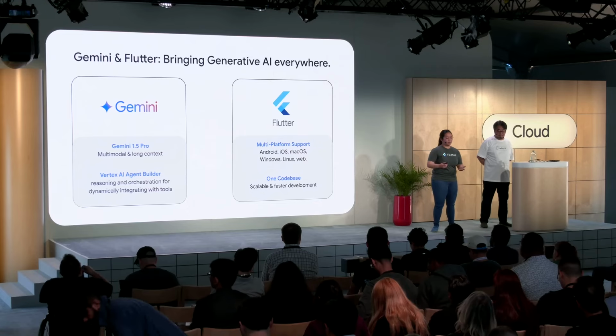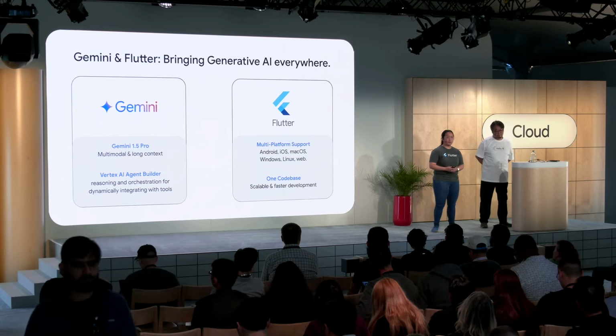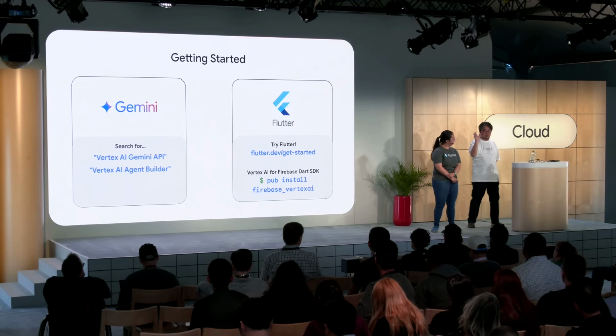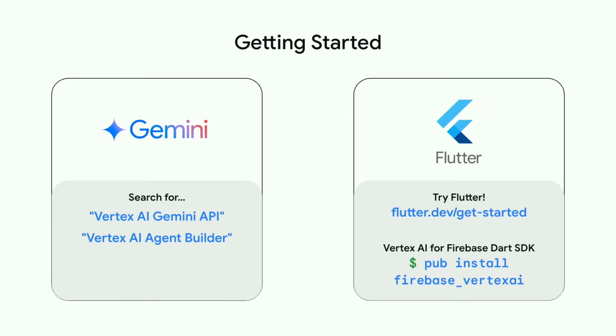Now, Kaz, if anyone's watching our talk and wants to learn more about building with Gemini, how can they do that? Sure. If you're interested in the Gemini models on Vertex AI, please go to Google search and search for Vertex AI Gemini API and Vertex AI Agent Builder to find the documents and tutorials. What about Flutter? Well, if you're interested in building with Flutter, try it out. Head to flutter.dev/getstarted to experience what we mean when we talk about a great developer experience.